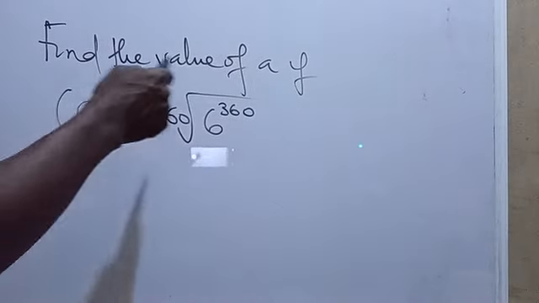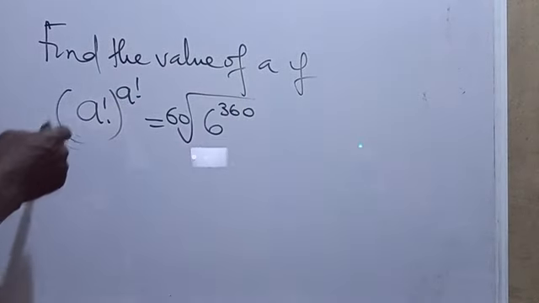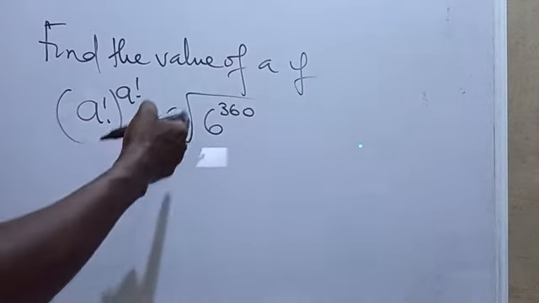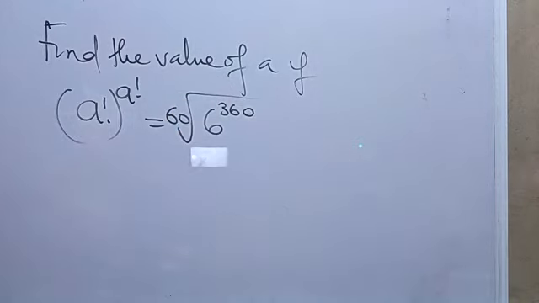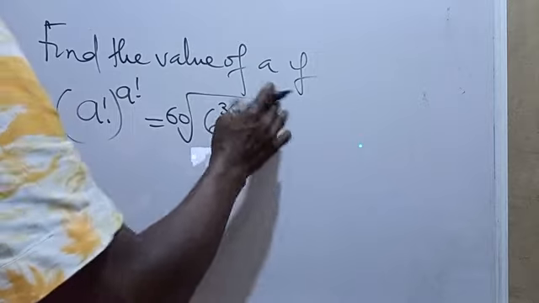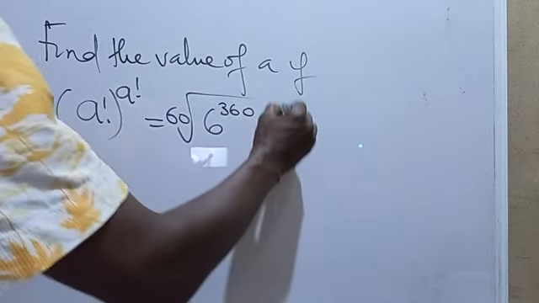Hello. You want to find the value of a if a factorial raised by a factorial is equal to the 60th root of 6 raised by 360. Now, let's start from the right.